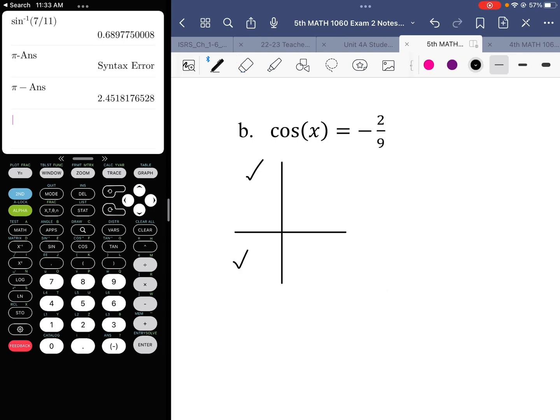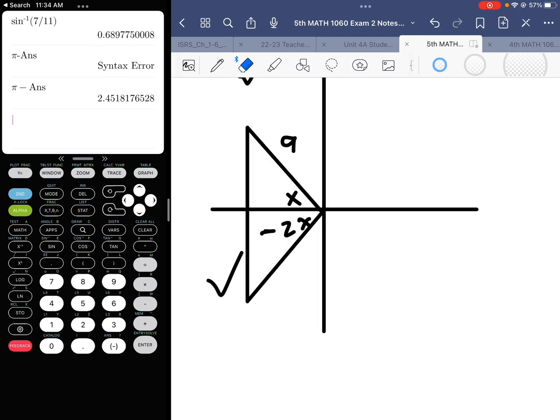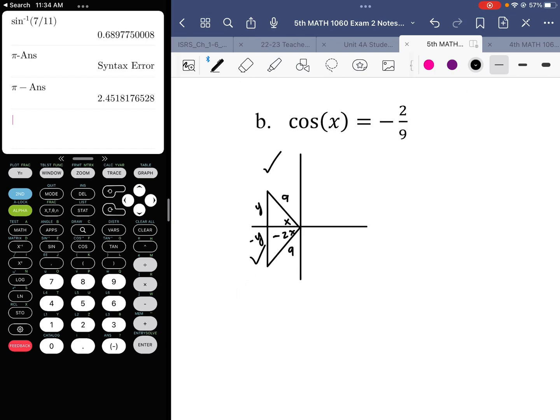So what we're going to do is go ahead and draw our angles. So this would be how we do it. This would be our theta, or our x. Okay, we can call it x. And cosine is negative 2 over 9, so that means our adjacent side is negative 2, and our hypotenuse is 9. And the fun thing about this is this actually creates this exact same triangle down here, okay? Because negative 2 is still that side, and then 9's up here. And then I don't know what this is, but I know it's y and negative y respectively, okay?